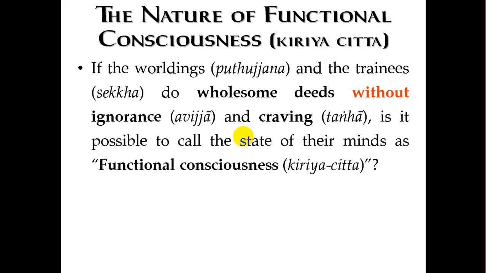Normally we translate Puthojana as worldlings, that means ordinary people. And also the trainees, the three types of trainees: Sotapanna, Sakadagami, and Anagami. We call them Sekha. They are still training themselves. They need to train themselves, right? Therefore, the Arahant is called Asekha, already trained. No need for training. He finished everything, he completed everything. That is called Asekha.